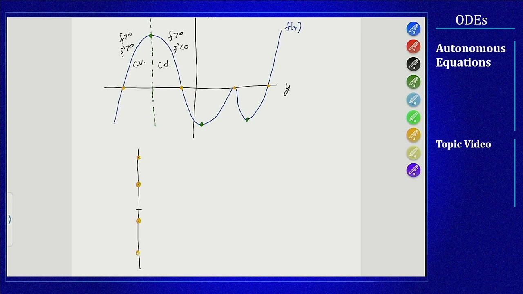We see that below the lowest equilibrium solution, f is negative, so the function is decreasing there. In between those two, a negative means it's positive. We have negative, negative, and positive. So now I can draw my solution curves with these things drawn out.